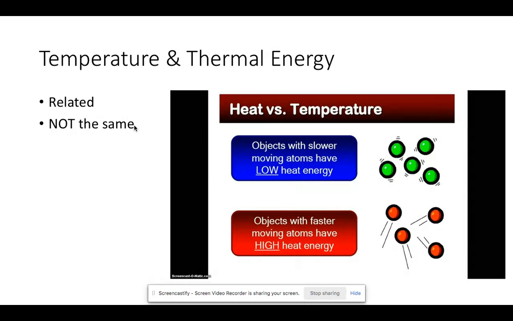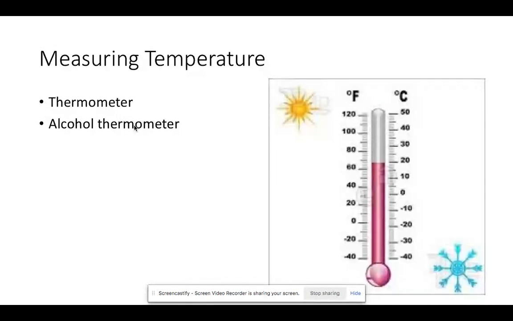Temperature and thermal energy are related, but not the same. Okay. So heat, objects with slower moving atoms will have low heat energy and a lower temperature, and objects with faster moving atoms will have high heat energy and a higher temperature.